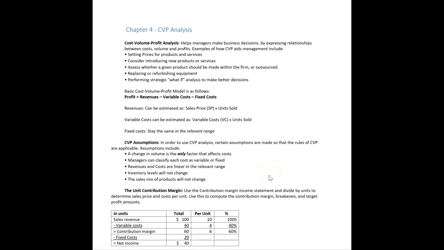Okay, this is Chapter 4, CVP Analysis. Really important chapter because it really shows how powerful it is to take numbers and break them apart between what's variable and what's fixed, and how we can use that to project cost. So what it does, it helps.